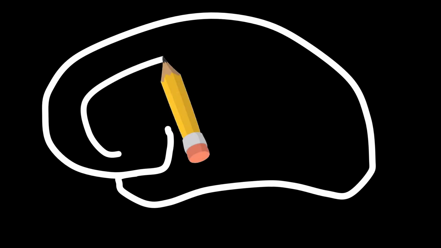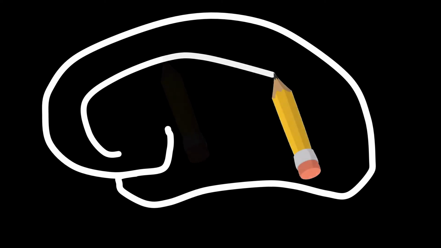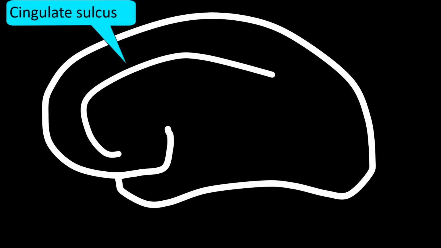So in this figure, we will start in the anterior region at the level of the tip of the temporal lobe. From there, we should draw a line going upwards, following the edge of the frontal region, and then backwards, till about a third of the way to the occipital pole. This is the cingulate sulcus.